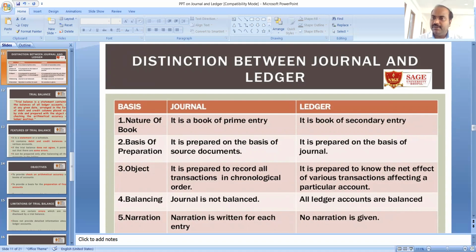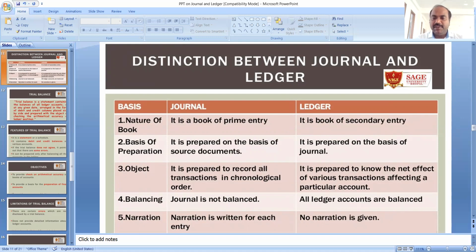That is, if it is a cash account, we will come to know the amount of cash balance at the end of the month. So this is the importance of the ledger. When balancing comes in, the journal is not balanced because it is an entry only, whereas all ledger accounts are balanced in order to know how much balance we have to receive or how much we have to pay. With relation to narration, narration is written for each entry, and no narration is given in ledger accounts. So these are the basic differences between journal and ledger.